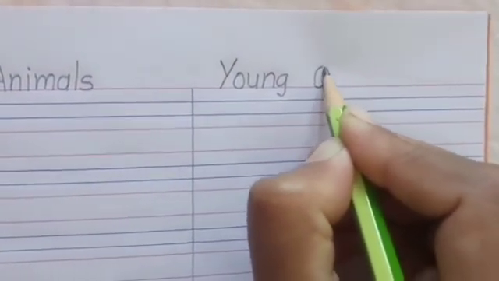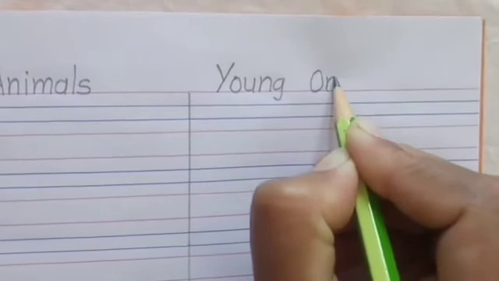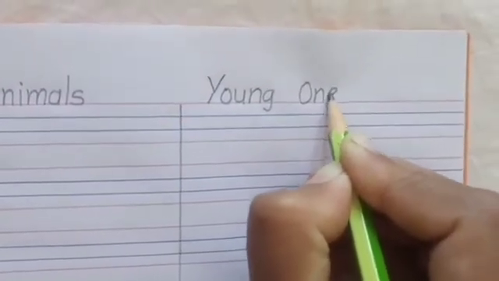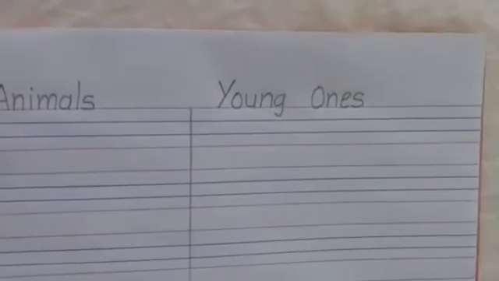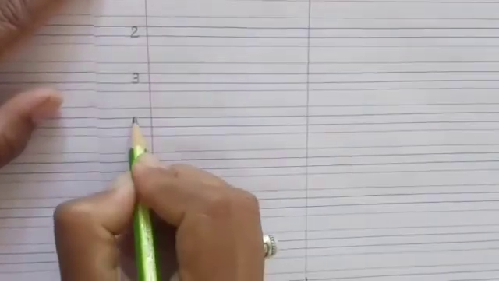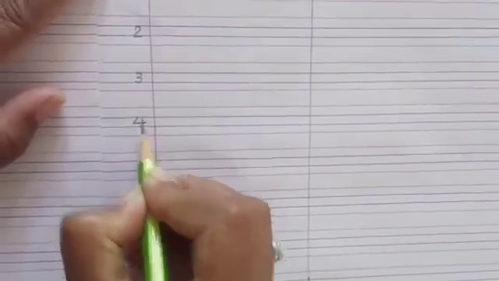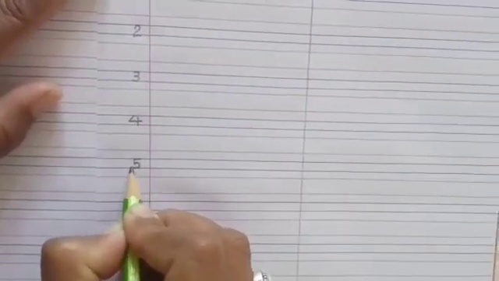Again O capital, N, E, S. Animals and young ones. We will be writing 8 names, so we shall number them first. 1, 2, 3, 4, 5, 6, 7, 8. Without leaving a line.